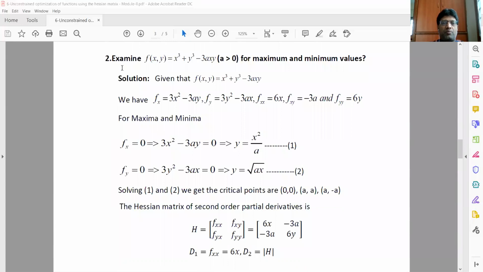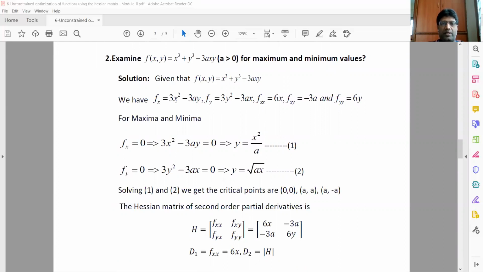Now if you look at this problem, examine f(x, y) equals x cubed plus y cubed minus 3axy. Here clearly a is given as positive, for maximum and minimum values. So first calculate ∂f/∂x. ∂f/∂x is 3x squared, plus 0, minus 3ay. ∂f/∂y is 3y squared minus 3ax.